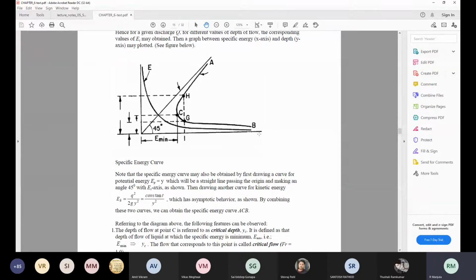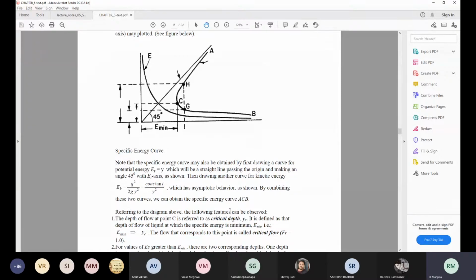Now what are the features with reference to this? The point C is the point at which you have the minimum specific energy. This point is referred to as the critical depth, or YC. What is meant by critical depth? It is defined as the depth of flow at which the specific energy is minimum.